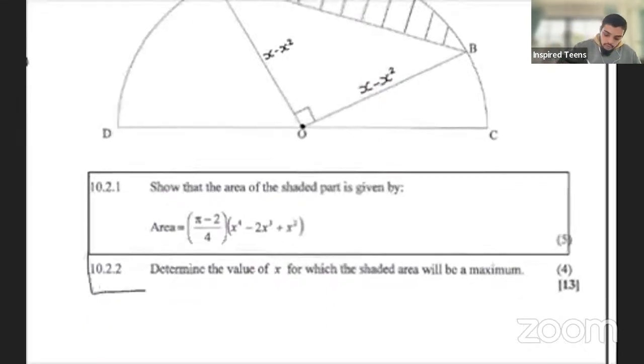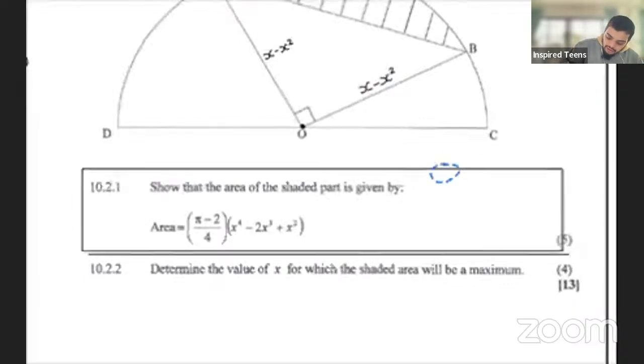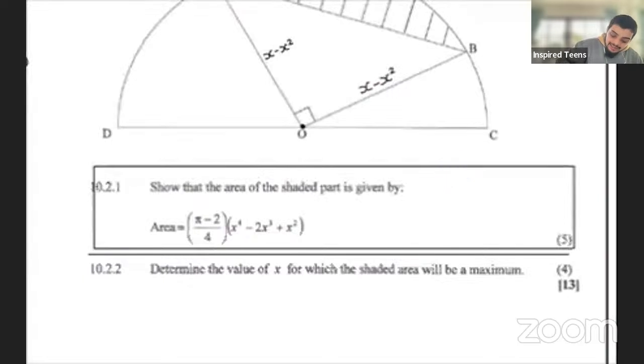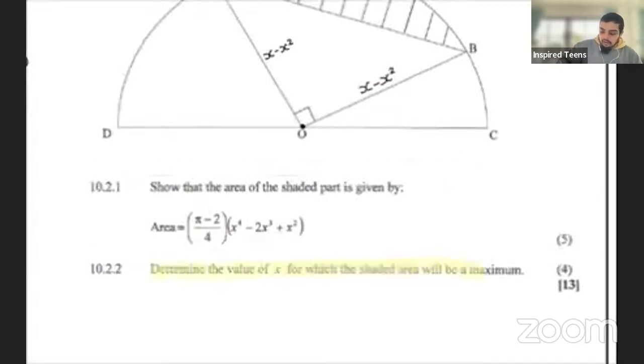Now, the way they've put this question is really nice because they've given it in 2 parts. The first one is to calculate the area of the shaded region. And then the second one is to find the maximum area of the shaded region, or find the x value for which the area would be maximum.